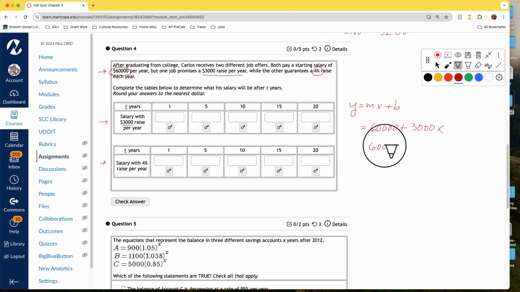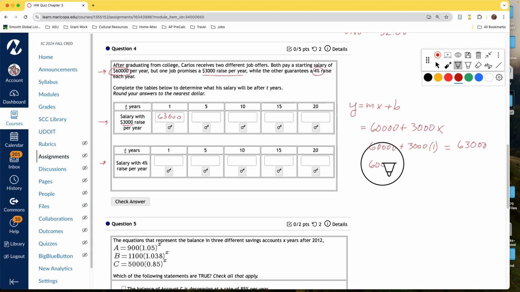So for this one, and again, if your numbers are different, you'll have slightly different numbers. The slope, the rate of change, is 3,000 for this one. I put in 60,000 plus 3,000 times 1. 3,000 times 1 is still 3,000. That's going to be 63,000. To figure out what the salary would be after 5 years, remember that every year for 5 years it's going to be 3,000 added to it.